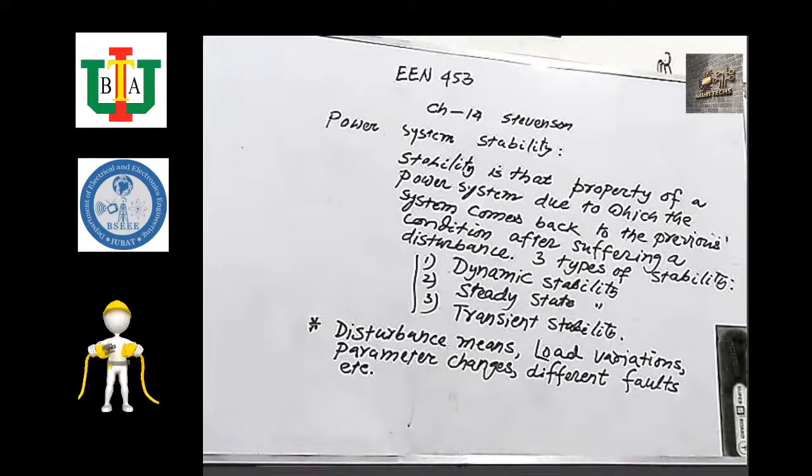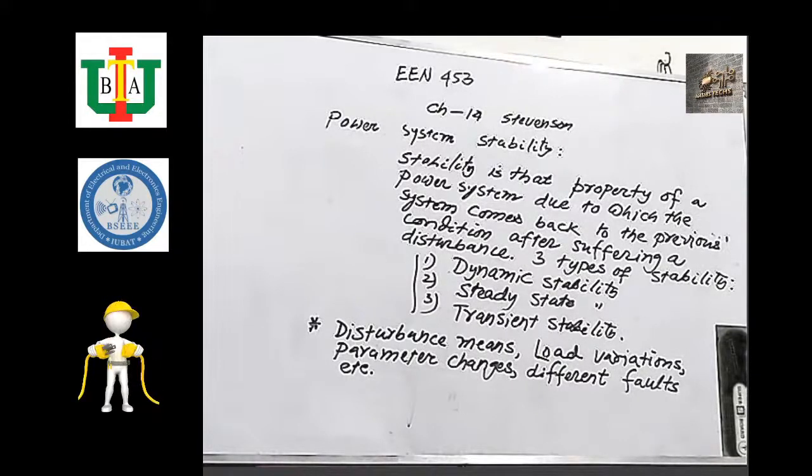Steady state stability: if small load changes persist for a longer time, the disturbance is there. Those types of disturbance are a steady state stability problem. And the third one is transient stability. Transient stability is the study of your subject in your course. But dynamic stability and steady state stability are not incorporated in our course. Only transient. Sir, please repeat steady state stability again. Oh, okay, I am just telling you.